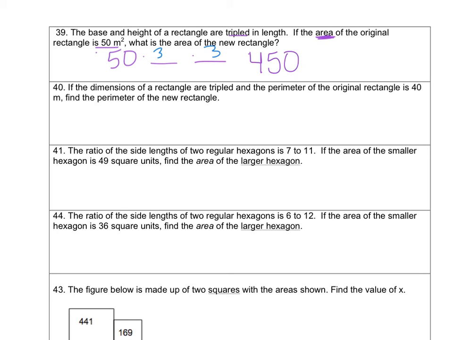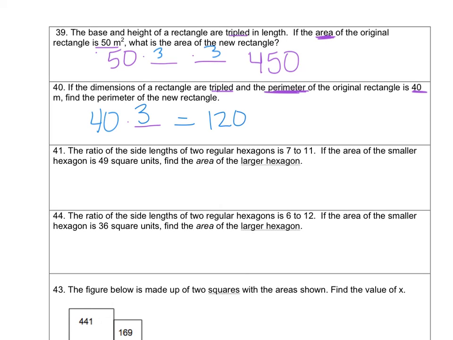Okay, on number 40, it says if the dimensions of a rectangle are tripled, keyword probably, and the perimeter, another keyword, of the original is 40, find the perimeter of the new. Okay, so our original is 40. Since we're talking about perimeter, that's just a single unit, and if you look right here, it says the original rectangle is 40 meters. It's just a single unit, so you only get 1 blank. Well, what goes in the blank? It says triple. Triple means times 3, so we're going to put a 3 in the blank. To find the area, just do that operation. 40 times 3 is going to be 120, so 120 is your new area.